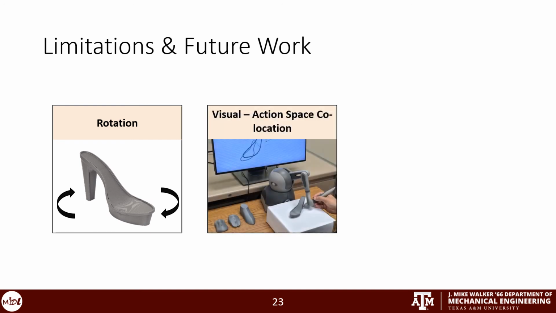Another limitation of this system is that the visual space and action space are not co-located. In future systems, we would like to render the kinesthetic curves directly on top of the physical object, or render the physical object in the virtual display in order to co-locate both these spaces.